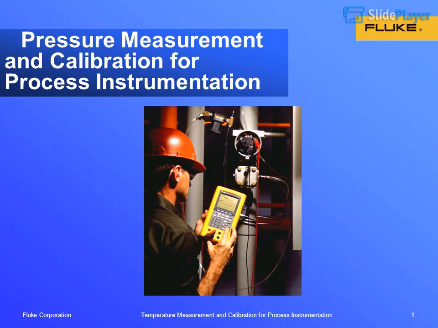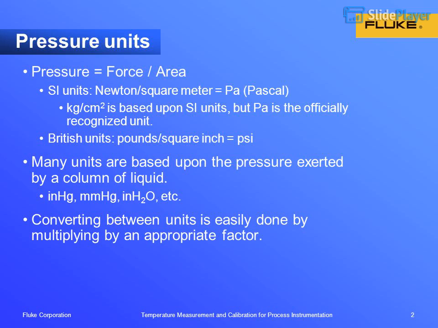Pressure measurement and calibration for process instrumentation. Pressure units. Pressure equals force over area. SI units: Newton per square meter equals Pa, Pascal. kg/cm2 is based upon SI units, but Pa is the officially recognized unit.